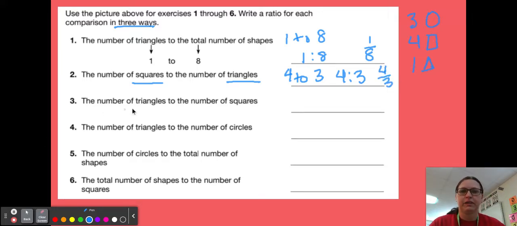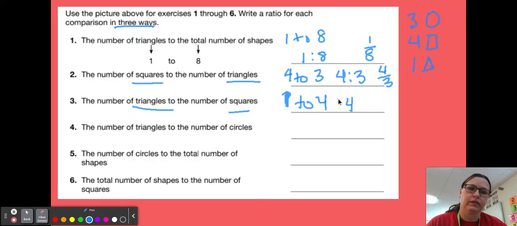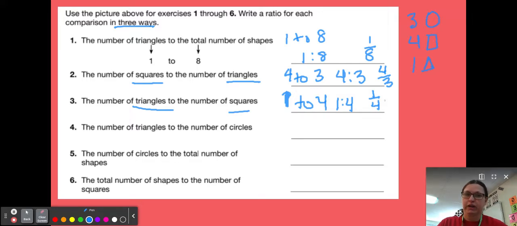The next one, I am comparing the number of triangles. So how many triangles? There's 1, and how many squares? There's 4. So it'd be 1 to 4. Another way I would write it is 1 colon 4 and 1 over 4. Make sure whenever you write a ratio, you put them in order. So if they're saying the triangles first, you put the triangles, and the squares second, you put the squares. And you only put the numbers that they're asking for.